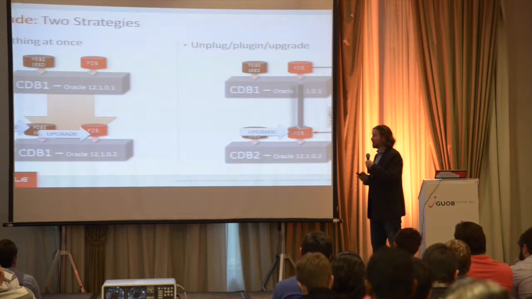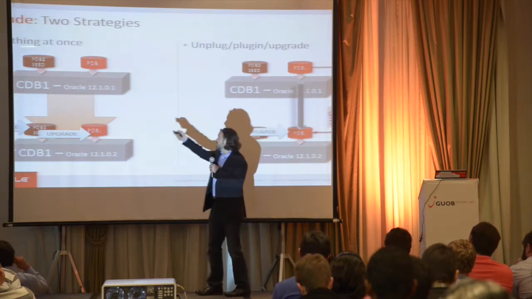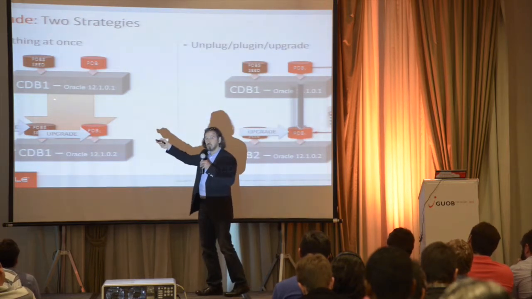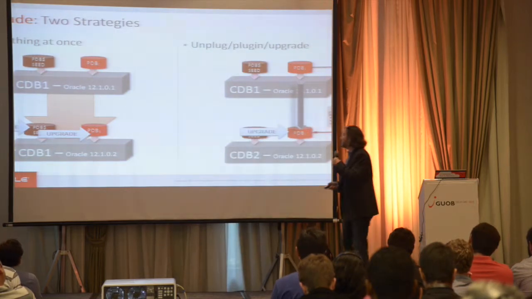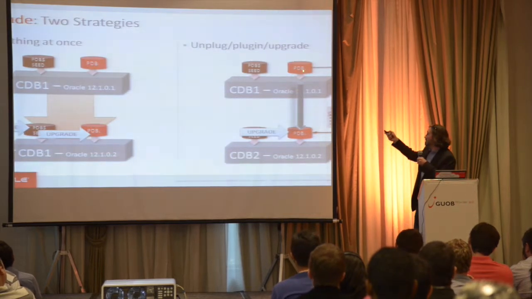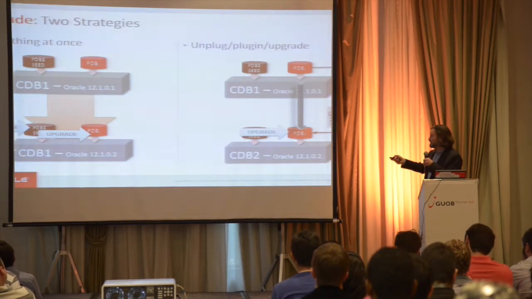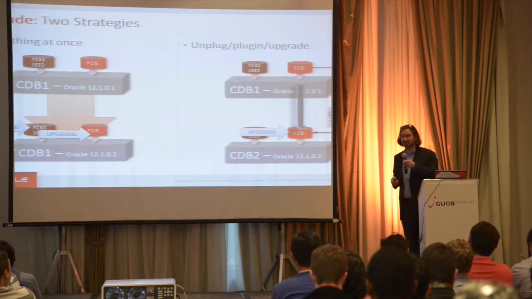Now, which concepts, which strategies do we have? First of all, we can upgrade everything at once. So we take this here 12.1.0.1, and we upgrade it to 12.1.0.2 all together. Or the second option is we unplug, plug, and then upgrade. So we take the pluggable database in a lower version, plug it into a higher version, but then we have to upgrade it because it has a dictionary.